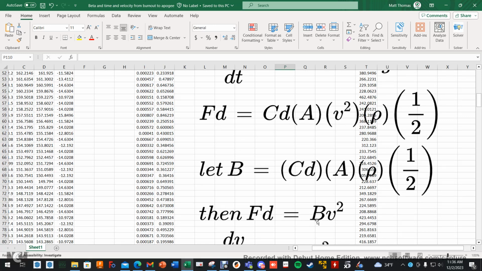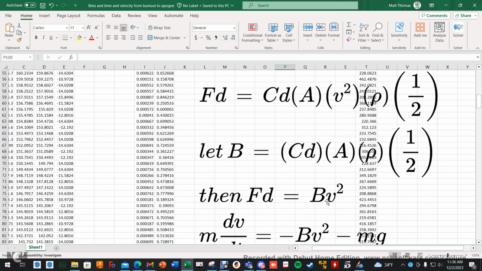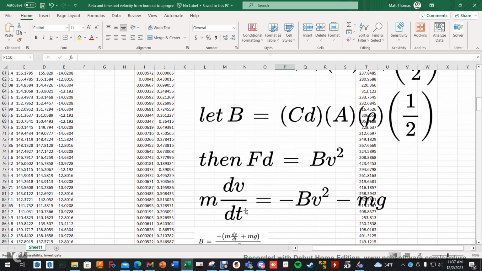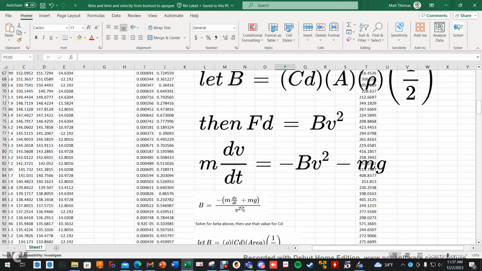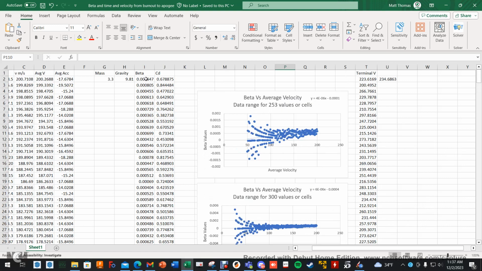Then when we put it back into the drag force equation, we have what we call quadratic drag, obviously because of this quadratic, this square. Now, let's put it back into the mass times acceleration. So we have this equation again. Remember, the force of gravity is nothing more than mass times gravity, or weight. Then we solve for beta, and we get this. Now, we start solving for that. That's why we had our average acceleration, our velocity, mass, and gravity, and that's what this beta value is that we have right here. All these beta values.